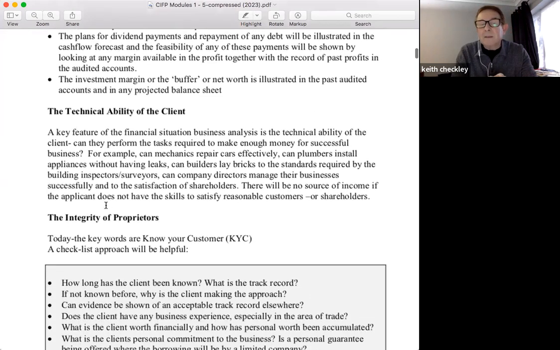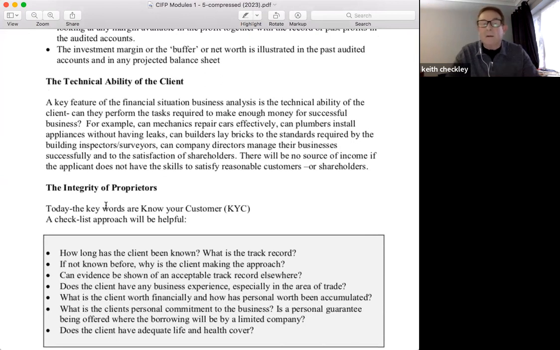Now, turning slightly to the non-financial side, the technical ability of a client. A key feature in any business analysis will be the technical ability of the client. Now, if they're in a very straightforward sole trader business or small partnership, there might be car repairs in a garage, there might be plumbing installers in central heating. Not central heating, Bahamas, central heating in the UK. In the UK, it would be your plumbing for your dishwashers or whatever.